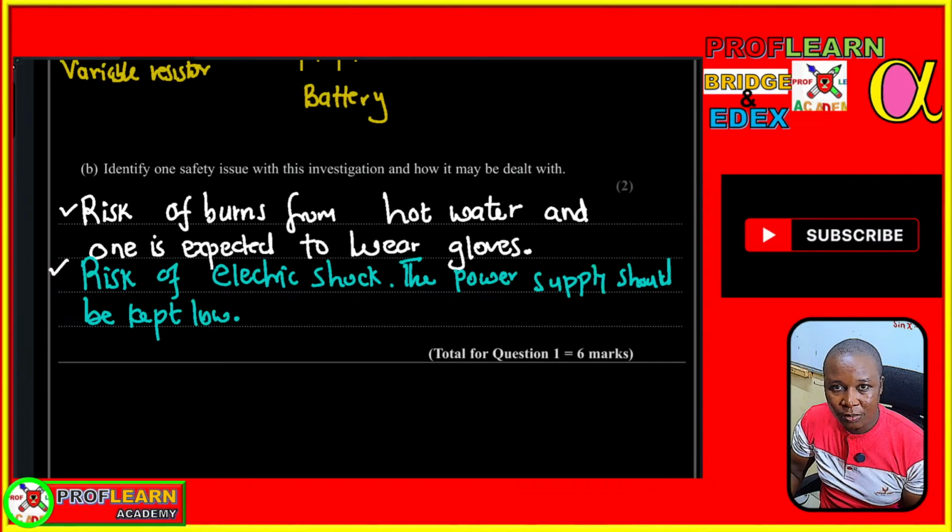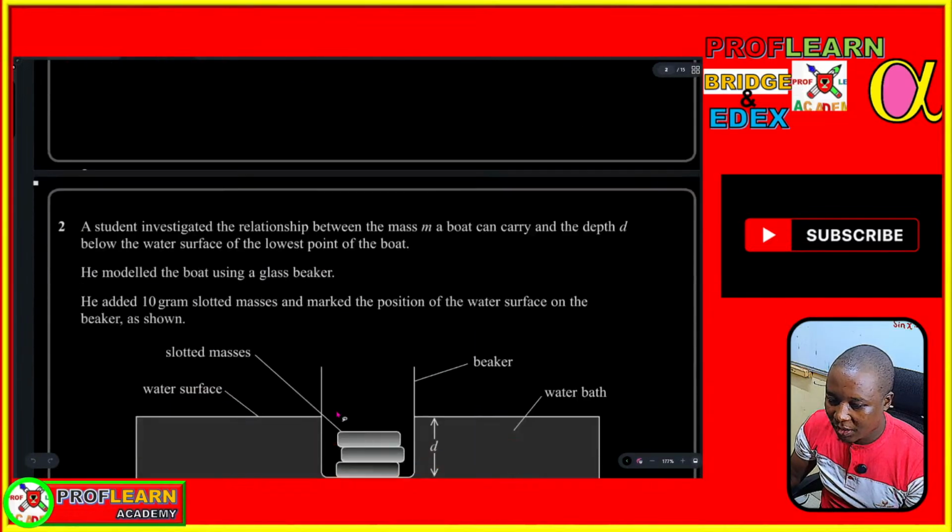Right, so in scenarios where you are cutting or using knives, you have to protect yourself by putting on gloves, right? For the risk of electric shock, we have said, reduce the power supply. And also, if we are talking about hot water, you have to protect yourself by putting on an apron and gloves, so that you don't risk burning your skin and so forth.